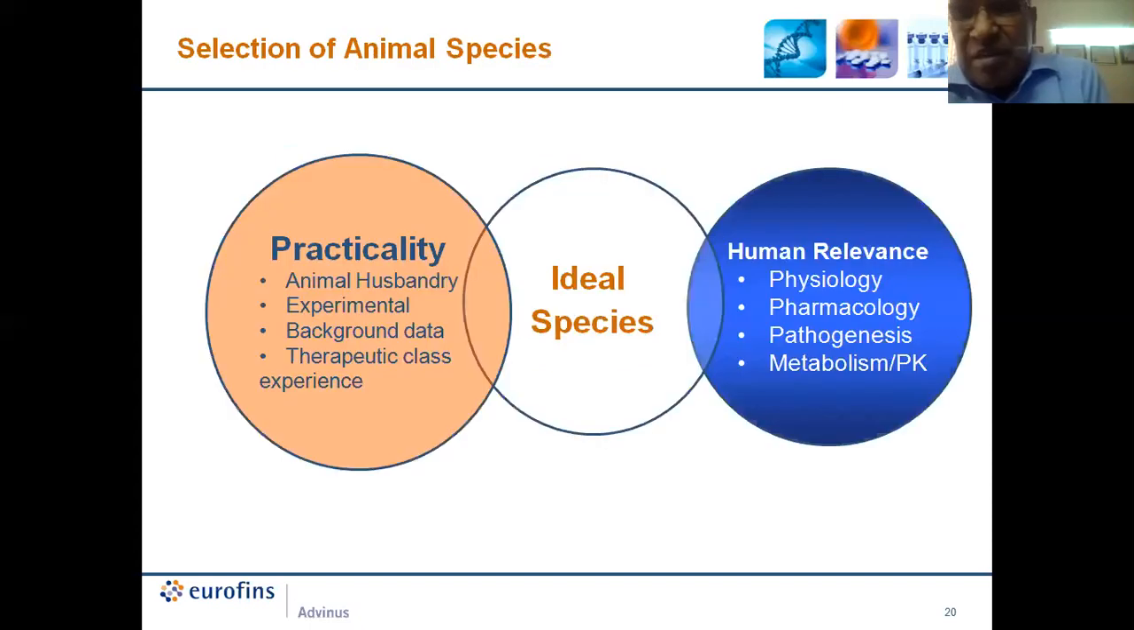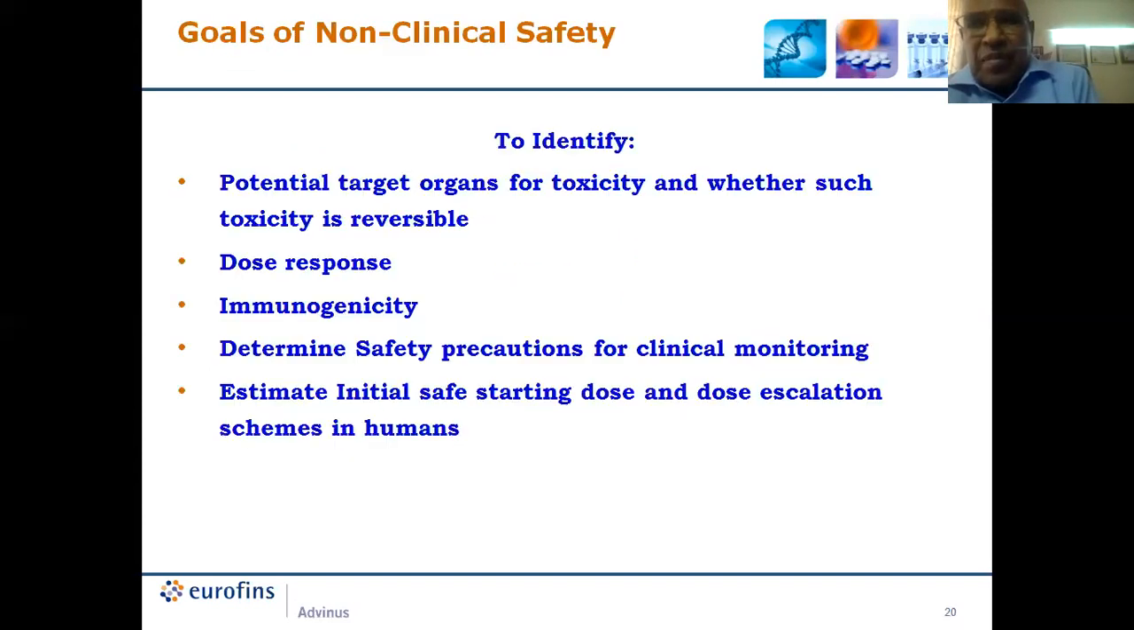As I introduced earlier, the liver, the kidney, the brain, we want to know organ toxicity. Number two, we want to know dose response. Very fundamental, just like in pharmacology, dose response is important. So it is in toxicology. Dose response is very important. You never do a toxicology study with a single dose. We always do a minimum of two, preferably three, or in some cases, four different doses.